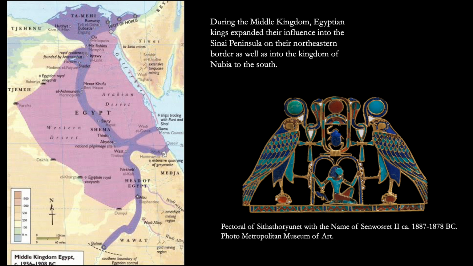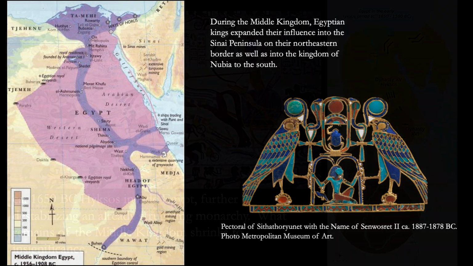By this point, by 2000 BC, Egypt is not the only game in town. There are other kingdoms elsewhere around the Mediterranean, and Egypt is starting to reach out to have connections to them. Some of this is going to be good. It's going to increase trade and prosperity. Sometimes it works out badly.